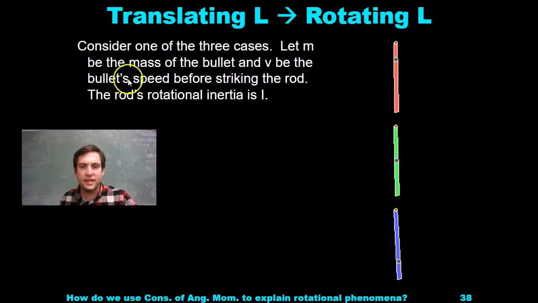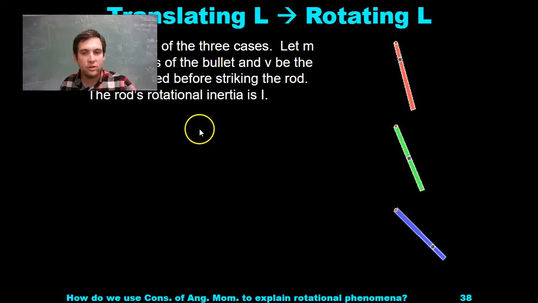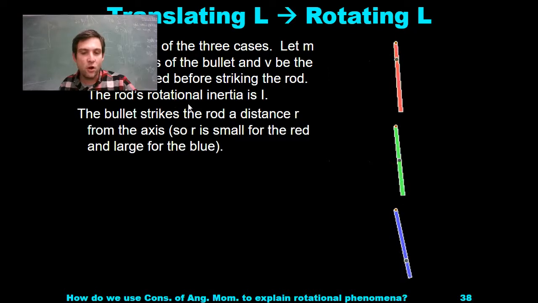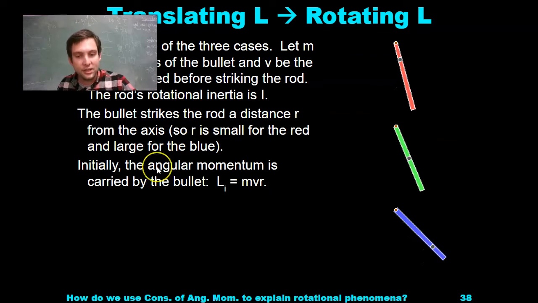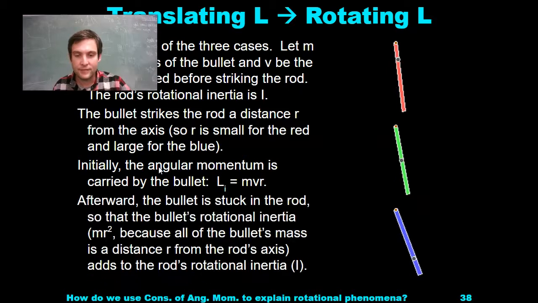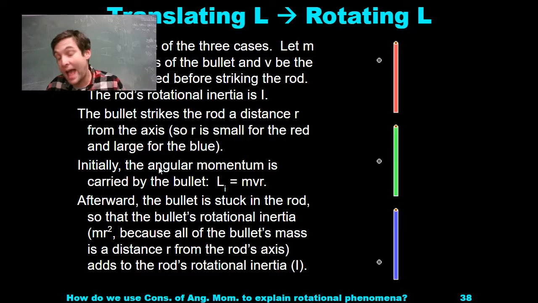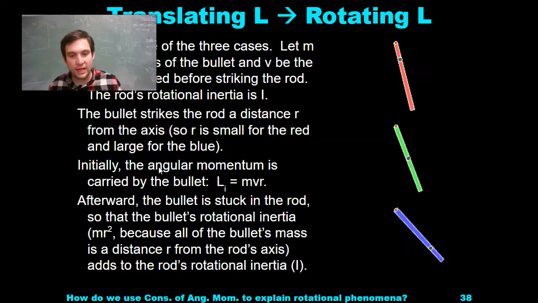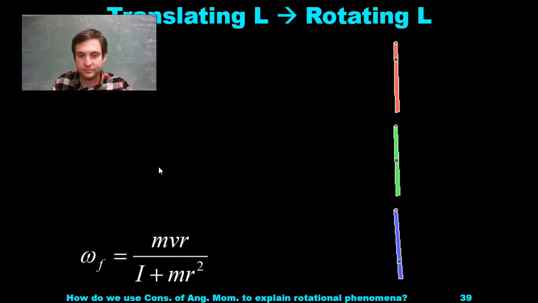Considering one of these three cases, let m be the mass of the bullet and v be the bullet's speed before striking the rod. The rod's rotational inertia is I. The bullet strikes the rod at a distance r from the axis, so r is small for the red and large for the blue. Initially, the angular momentum is carried by the bullet, L equals m times v times r. Afterward, the bullet is stuck into the rod, so the bullet's rotational inertia adds to the rod's rotational inertia. We're using mr squared because all of the bullet's mass is a distance r from the rod's axis.